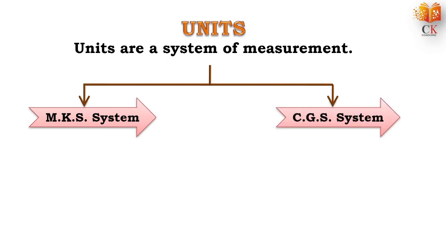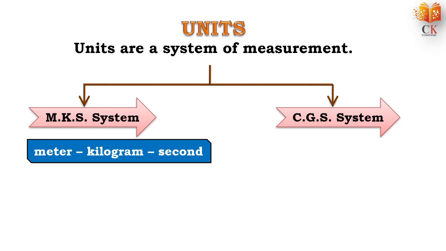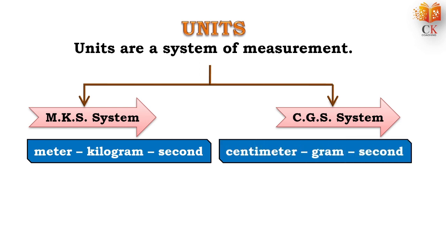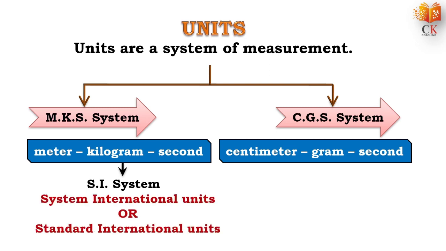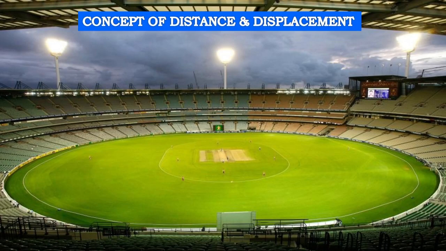MKS का full form होता है मीटर किलोग्राम सेकेंड यूनिट सिस्टम. CGS will be centimeter gram second unit system. The MKS unit is also known as the SI unit, which is System International Unit, a standard unit we can say. Let's just understand the two concepts of these two quantities, which are distance and displacement.